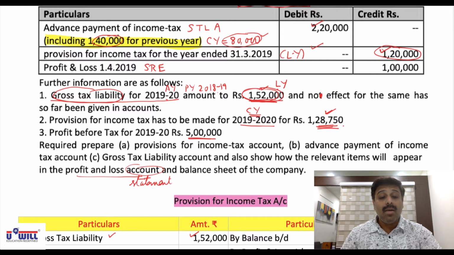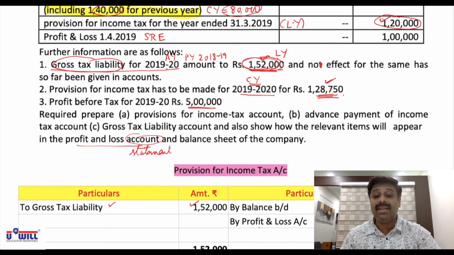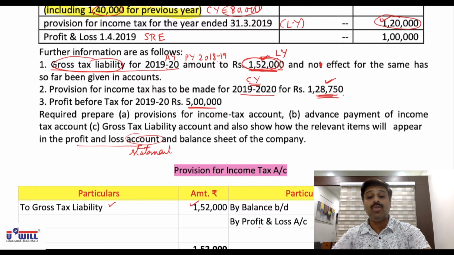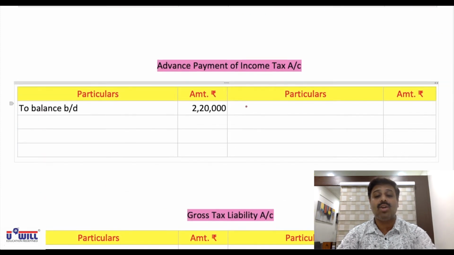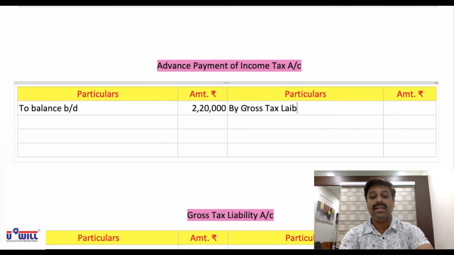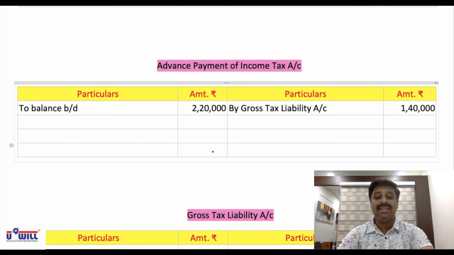Now against 1,40,000 of last year, tax liability has come to 1,52,000. Against 1,40,000 advance paid of last year, tax liability has come to 1,52,000. So what you will do is adjust 1,40,000 again against gross tax liability. Last year's advance tax, you adjust it against gross tax liability account. What amount? 1,40,000. And 80,000 becomes the balancing amount.